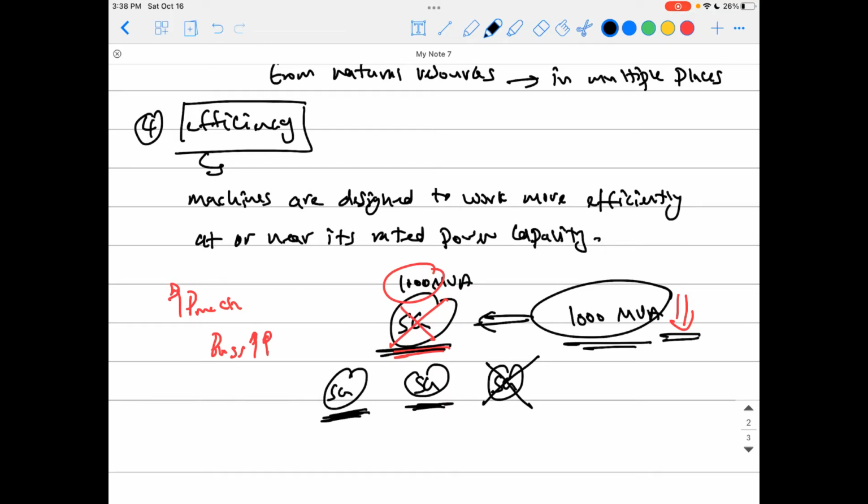So this generator, if it is that big, will be working at what we call partial load. It's not feeding the full load it can feed, so it will not work as efficiently. Again, because we design machines to be more efficient while working at their rated capacity, because it's wiser. We're not having big machines to feed smaller loads. It will not be economic, it will not be wise, okay guys?